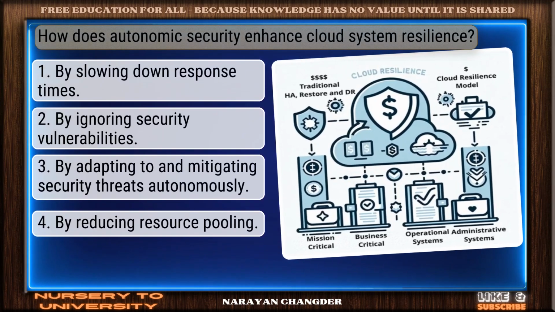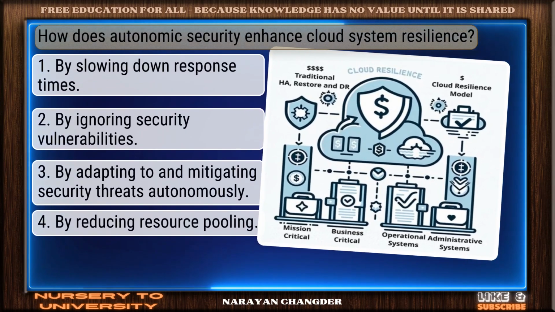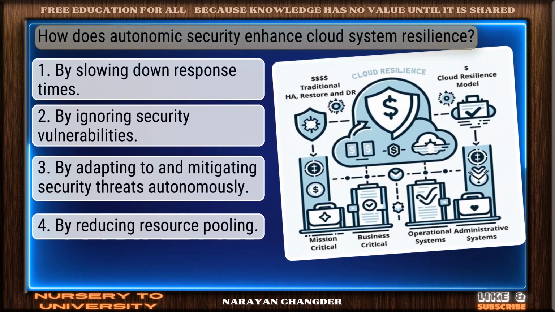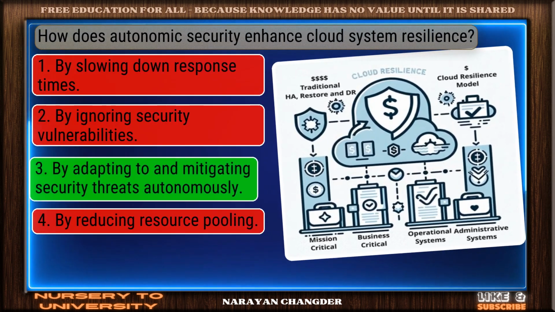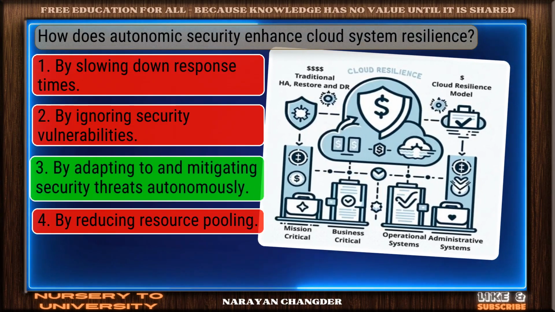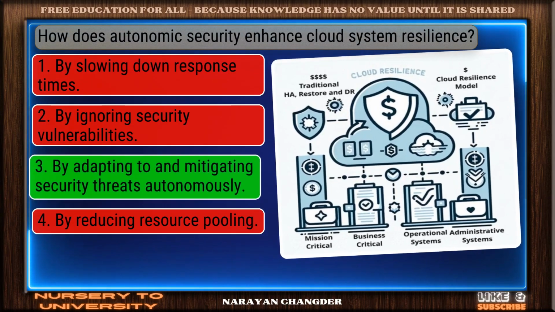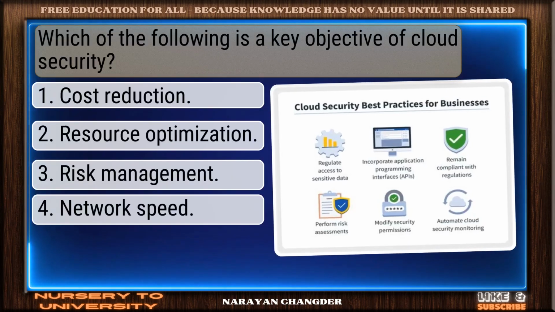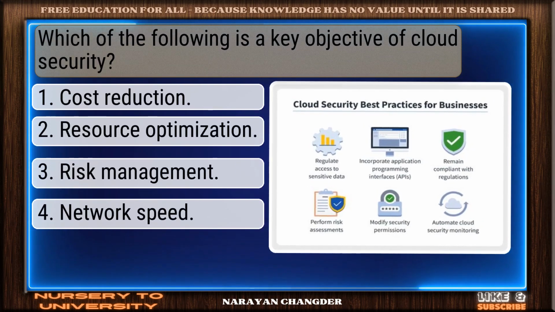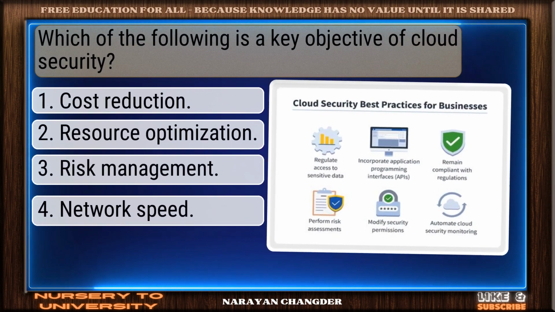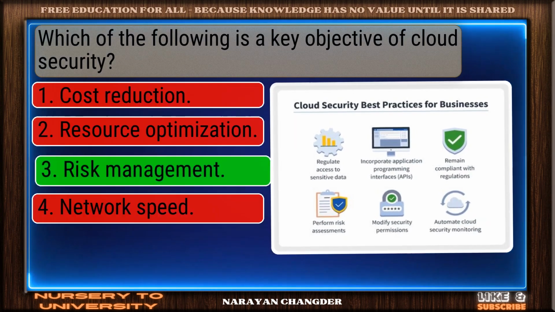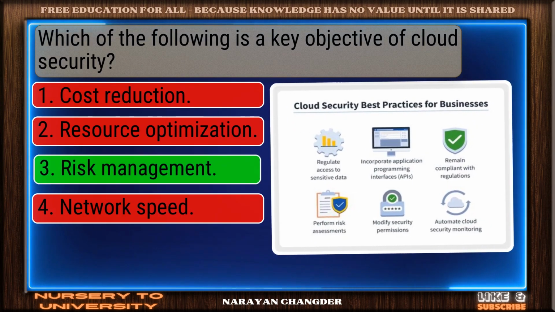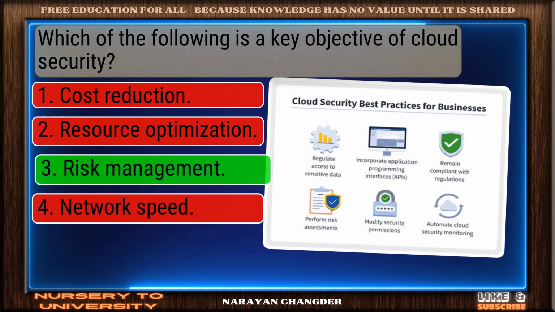Question number 58. How does autonomic security enhance cloud system resilience? Exactly. By adapting to and mitigating security threats autonomously makes sense, and it is the right choice. Question number 59. Which of the following is a key objective of cloud security? Great thinking. Risk management is the right choice.